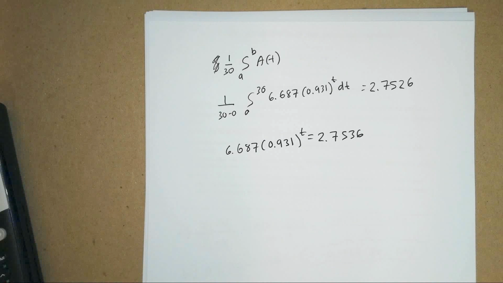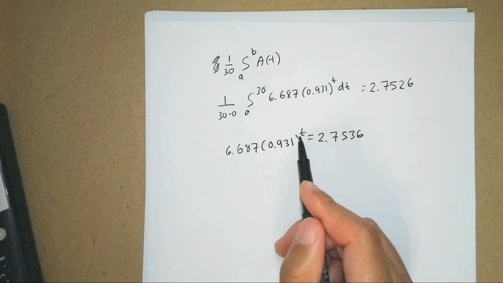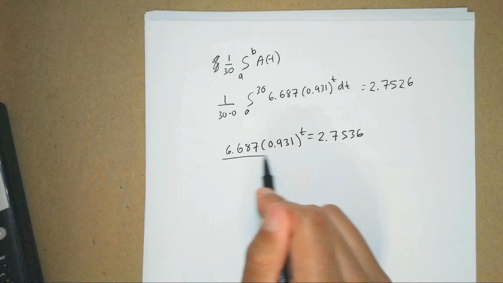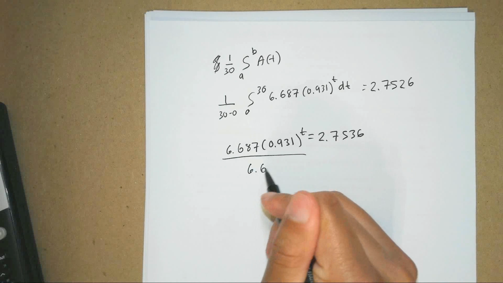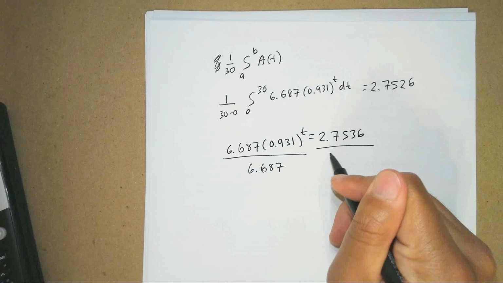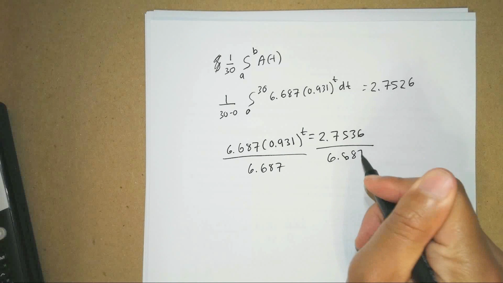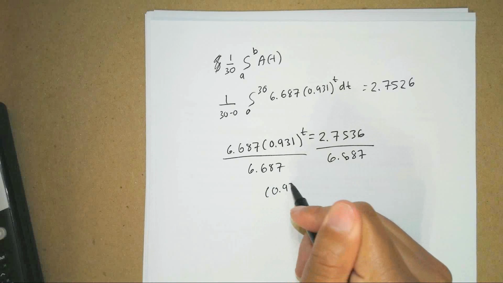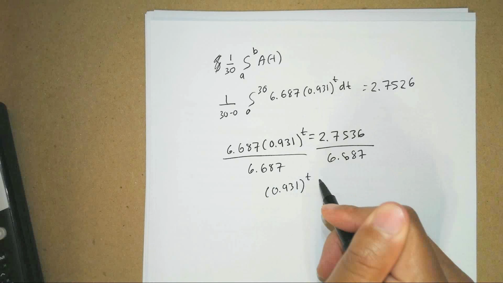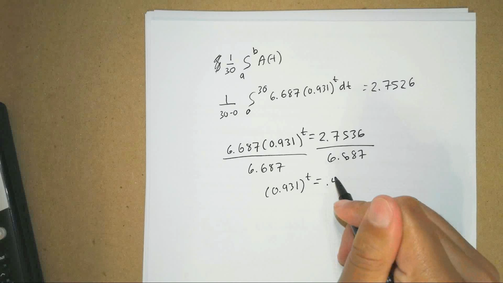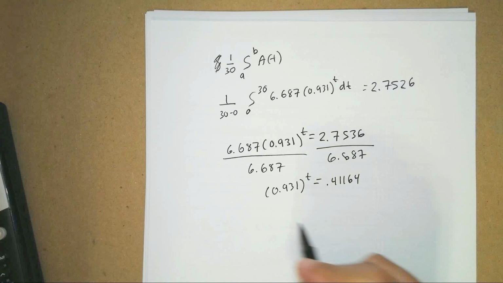How do we solve for this? Because t is in the exponent, it probably means we're going to be using ln. So I'm going to divide by 6.687. That's going to give us 0.931 to the t equals 0.41164. Then I'm going to apply ln to both sides.